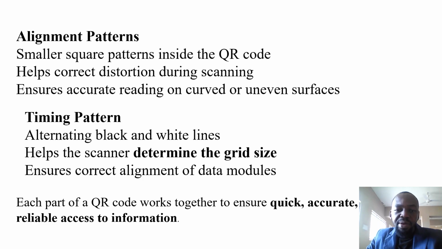Then we have the timing pattern. These are the alternating black and white lines that you see in every QR code. It helps the scanner to determine the grid size, and to ensure that there's proper alignment in the module. So all of these parts come together to give you a QR code that works perfectly.